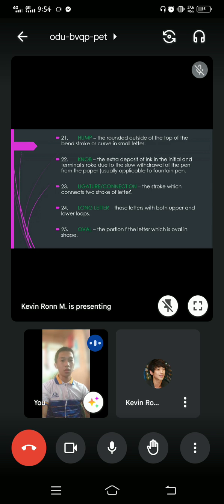Number 25 is oval: the portion of the letter which is oval in shape. That is oval.